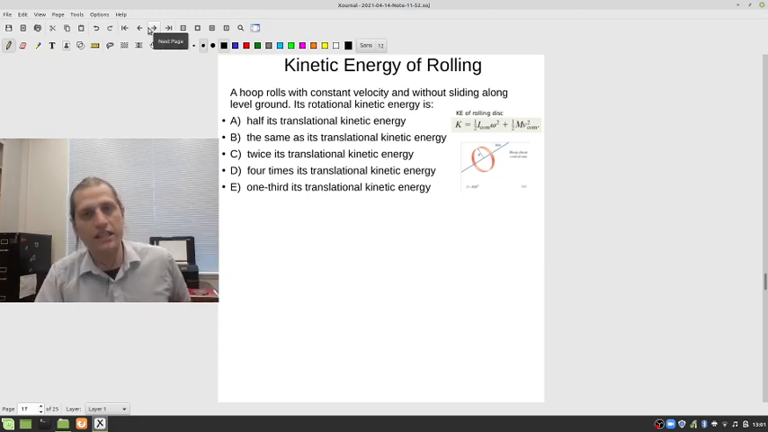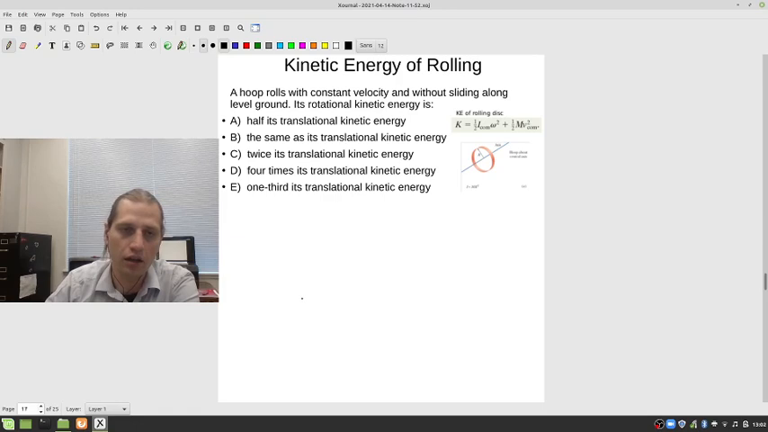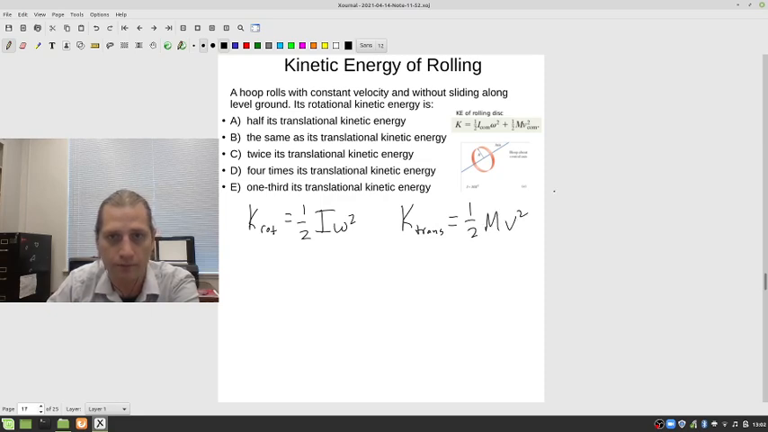Okay, so here's a good example. It says a hoop rolls with constant velocity without sliding along a level ground. Its rotational kinetic energy is at half the same, twice, 4 times, or 1/3 of the translational kinetic energy. So what you need to realize here is that the rotational is the 1/2 I omega squared part. The translational is the 1/2 mv squared part.